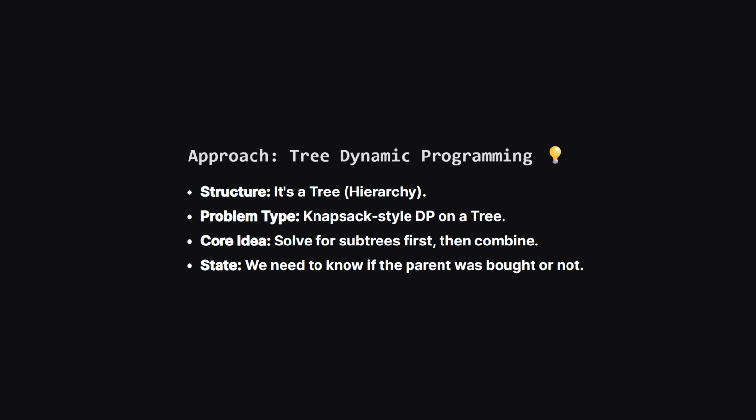So how do we solve this? The company structure is a tree, with the CEO at the top. Since decisions for a node depend on its parent, because of the discount, and affect its children, this screams tree dynamic programming. We can treat each subtree as a smaller version of the problem. For any given employee, we need to return the best possible profits for all possible budget amounts. It's basically the knapsack problem, but on a tree.